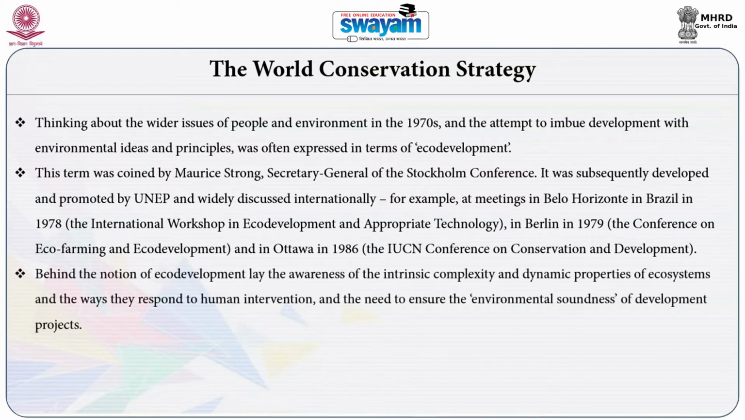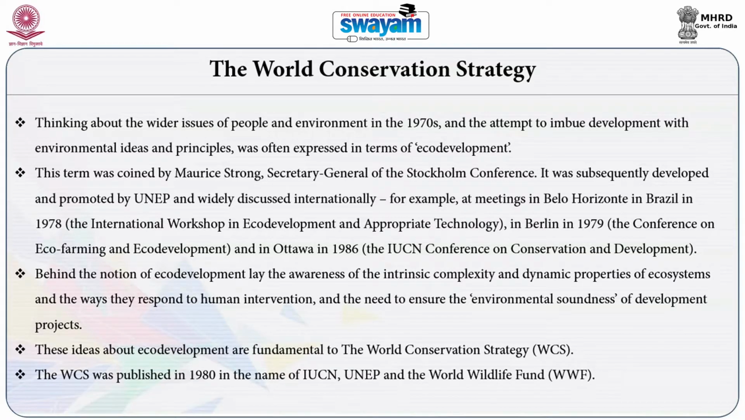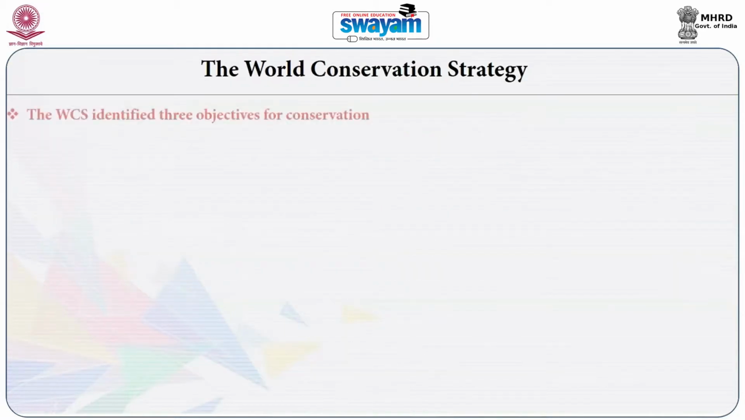The notion behind eco-development was a conscious awareness of the intrinsic complexities and dynamic properties of ecosystems and the way in which they interact with humans that determine both environmental outcomes as well as development outcomes. Right? So this is the idea that was behind the World Conservation Strategy that was published in 1980. It was published by the IUCN, the UNEP, and World Wildlife Fund together. Now, what did this document talk of?